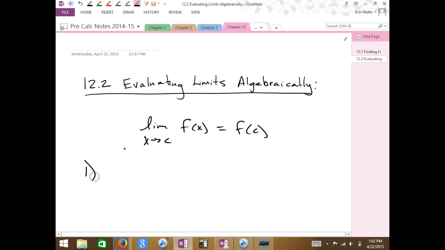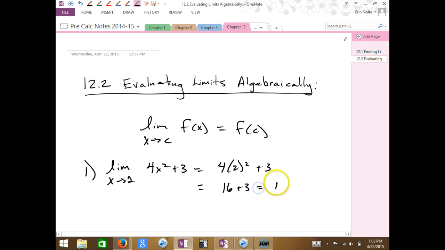So, usually if we have a nice function like 4x squared plus 3, and we're asked to find the limit as x approaches 2, all you would have to do is plug 2 into the x value. So you'd have 4 times 2 squared plus 3. 2 squared is 4, and 4 times 4 is 16. So 16 plus 3 would be 19. That would be the actual value of the limit at 2. So 19 is the answer.